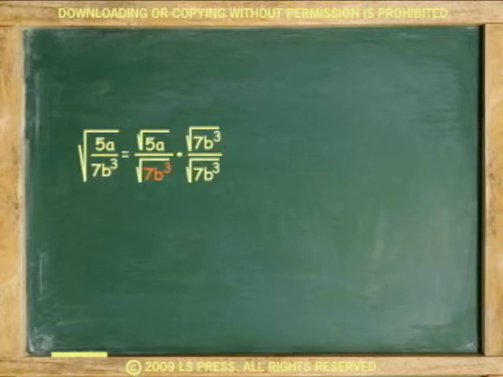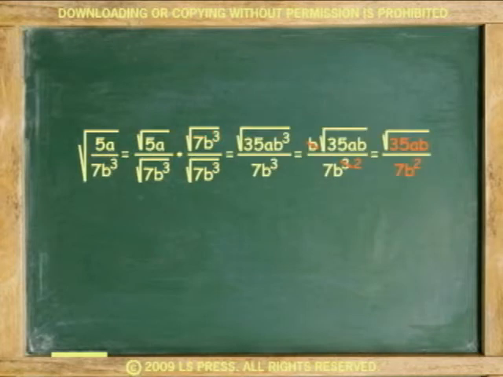One more example. Simplify. Radical 5a over 7b cubed. Notice the denominator becomes the one fraction that gets multiplied to get rid of the radical in the denominator. Radical 5a times radical 7b cubed equals radical 35ab over 7b squared. Because 35ab is under the radical and the denominator is not, the fraction cannot be simplified.